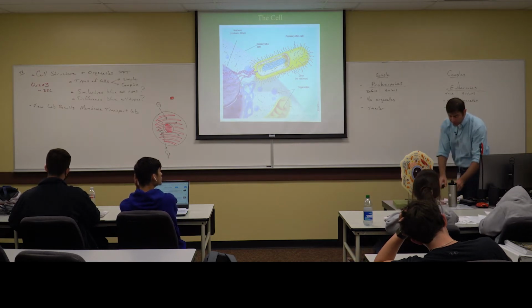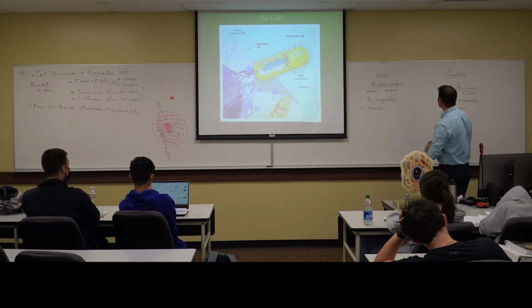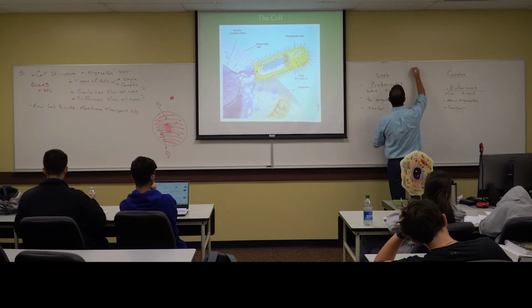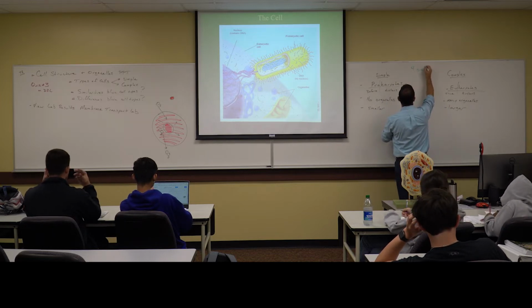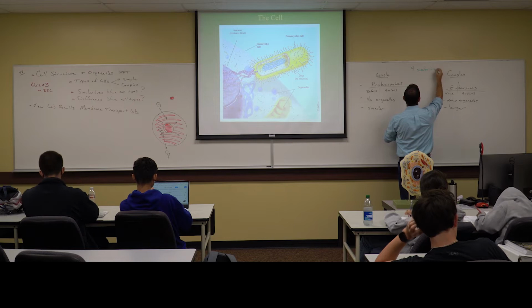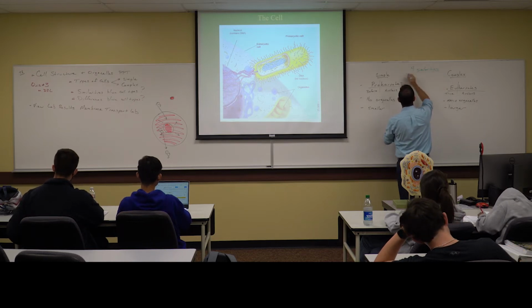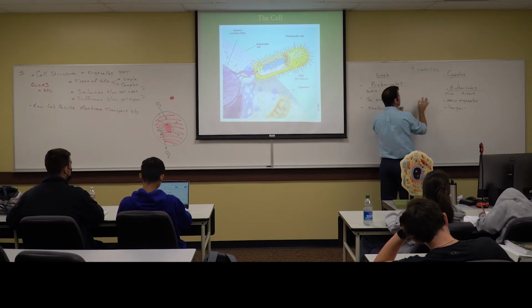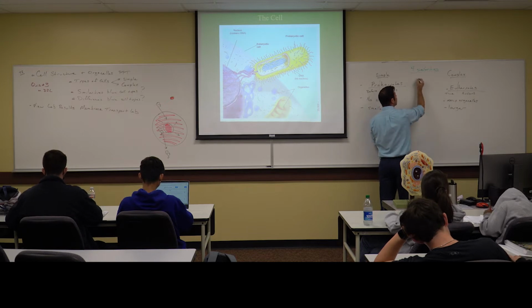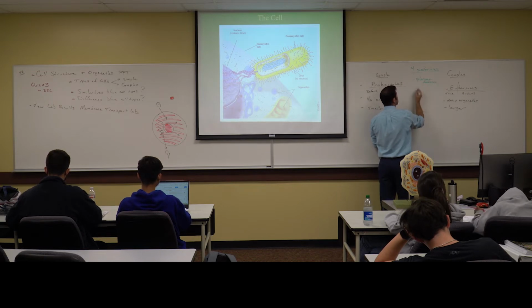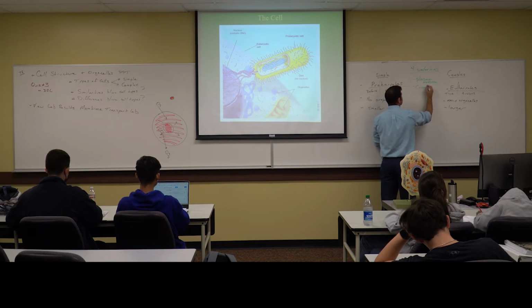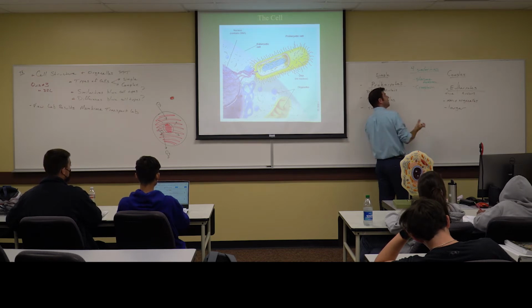Before I get too carried away with the differences between these two, let's list 4 similarities that both cells have in common. There are 4 similarities between all these cells. Whether it's a complex or a simple cell, they are all going to have a plasma membrane. They're all going to have cytoplasm, the fluid inside that plasma membrane.